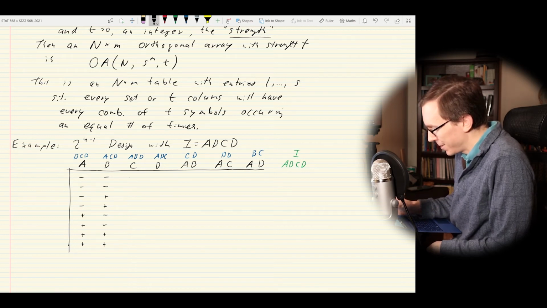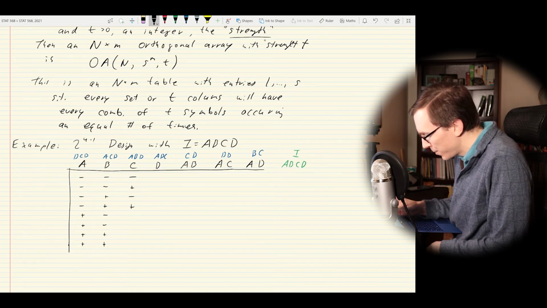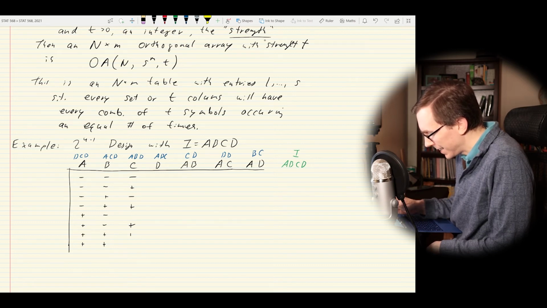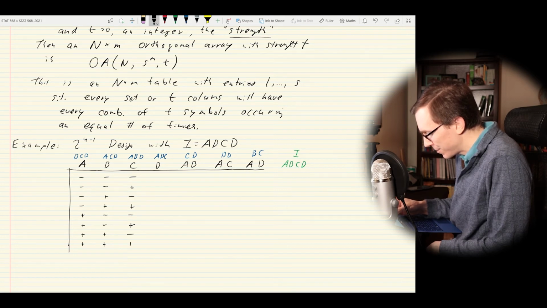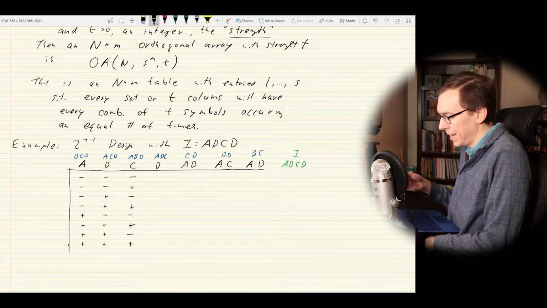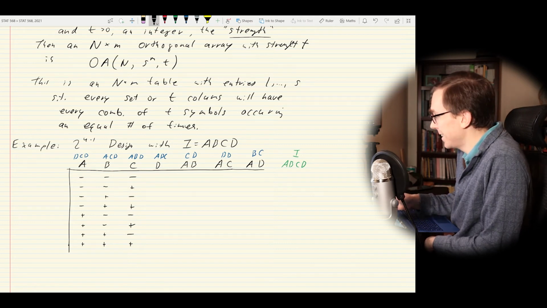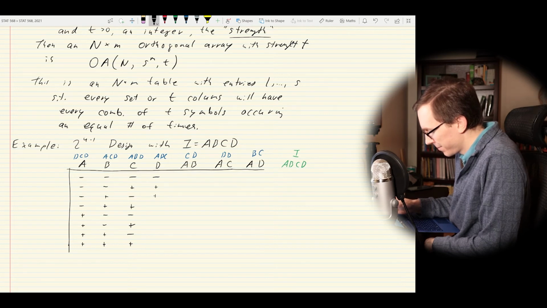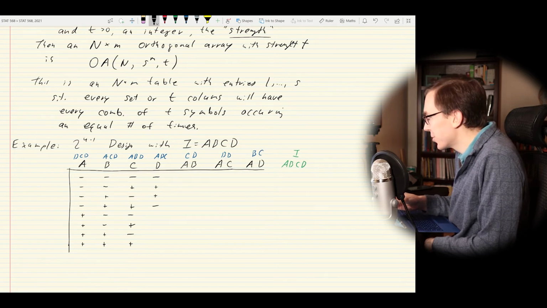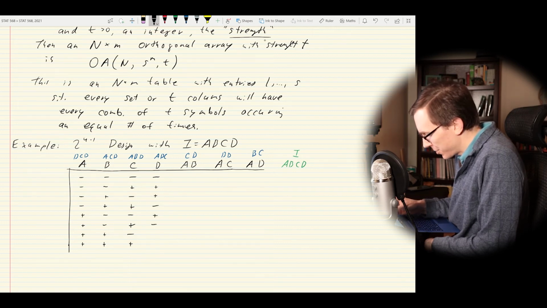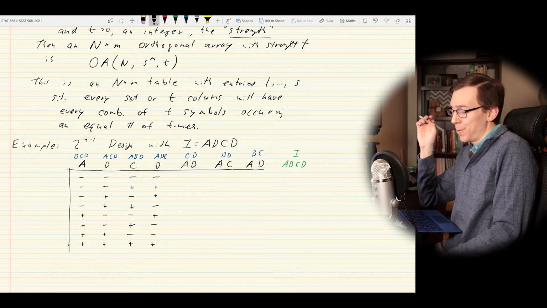Then we alternate every one: plus, dash, plus, dash, plus, dash, plus, dash. All right, and then what is D? So D in this case is going to be dash, plus, plus, dash, and then plus, dash, dash, plus. All right, we're almost there.